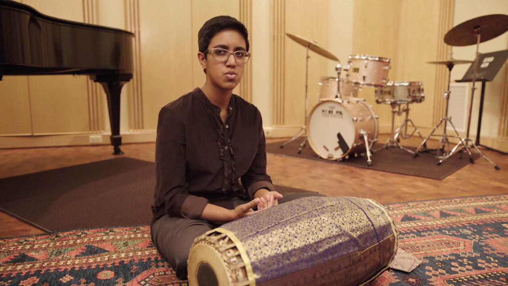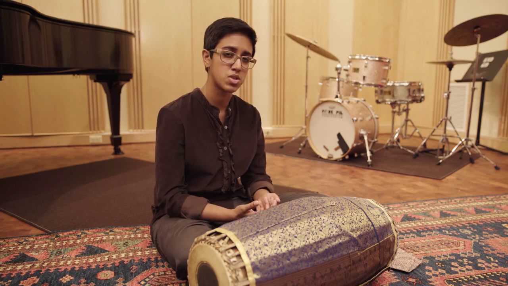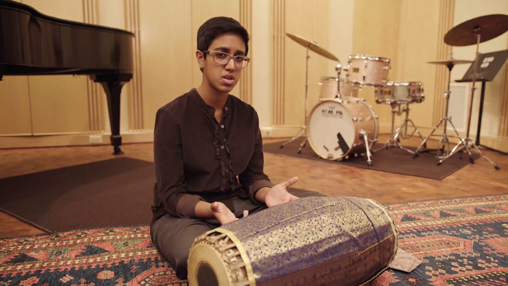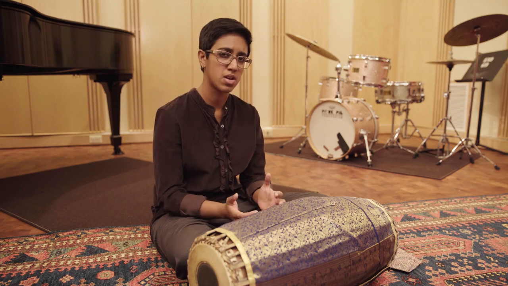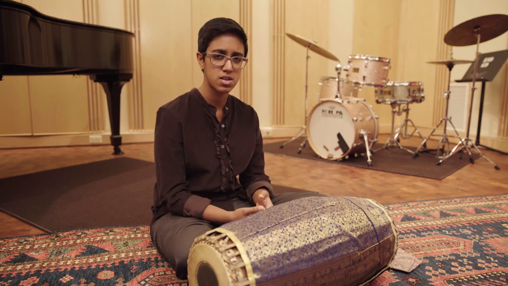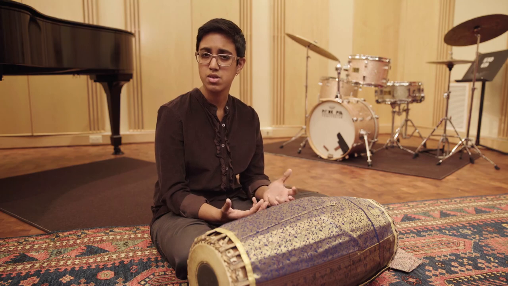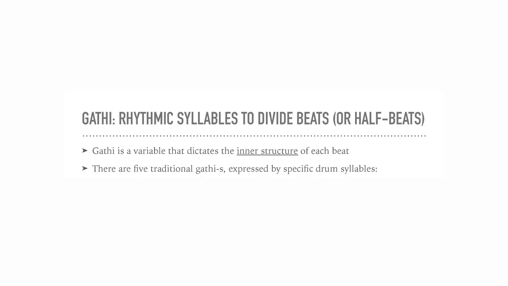In the previous lesson, we talked about tala, which is the outer structure of the beats. Now we're going to talk about the inner structure of the beats, and this is called gati. Gati is really how many times you're dividing one beat, or in the case of Khandachapa and Mishrachapa, perhaps you're dividing a half beat.